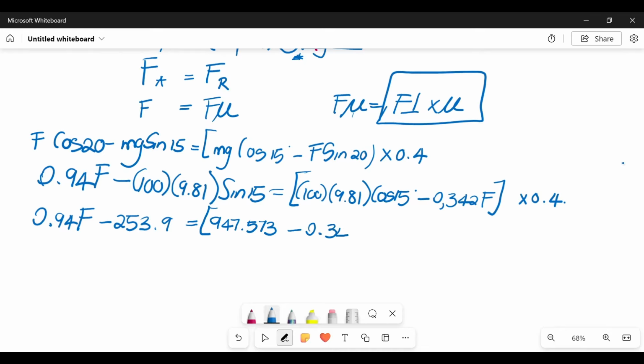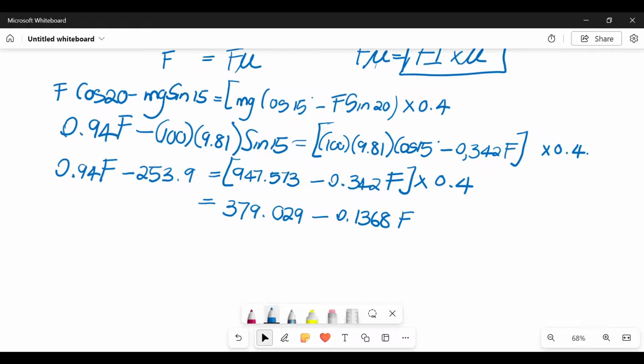Minus 0.342F remains the same. Remember, this is still multiplied by 0.4. Okay, then you can essentially do 0.4 times 947.573. This will be equals to 379.029 minus 0.342 times 0.4, 0.1368. It has 4 decimal places. I'm just going to add all of them just so it doesn't impact the answer we get right at the end. I don't like rounding off too much before we get to the very end.